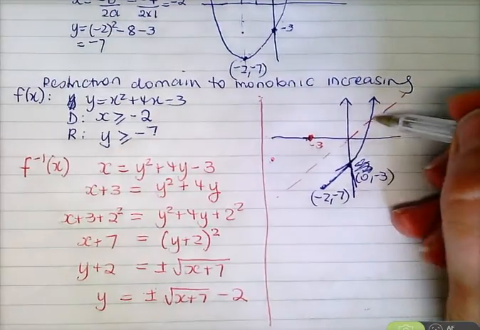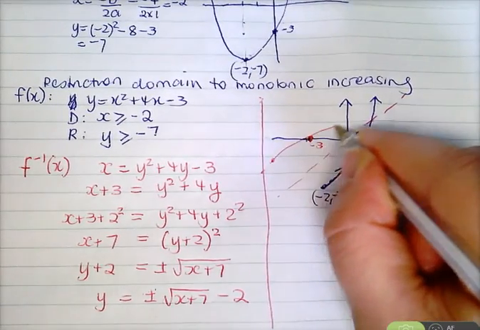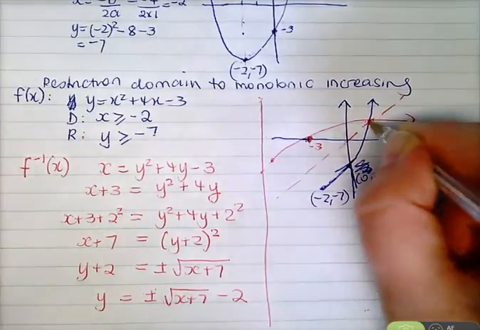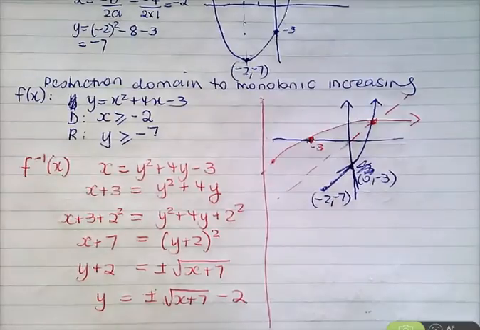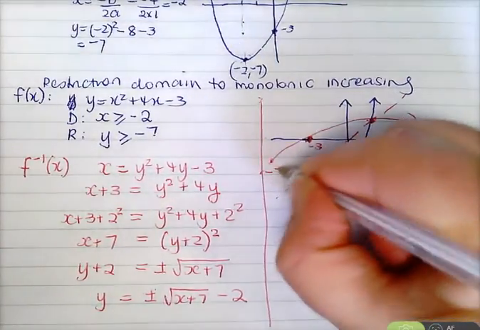Just trying to see where this point's going to be. I don't think we can. So it will look like this. And wherever this one crosses y equals x, this other one should also cross y equals x.